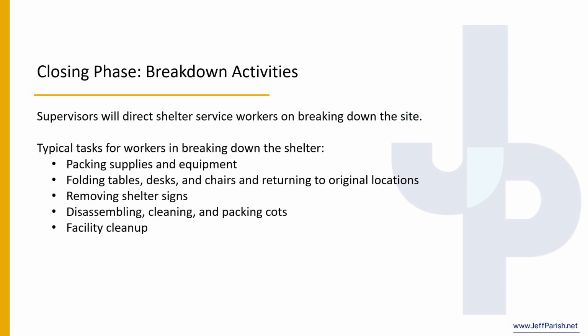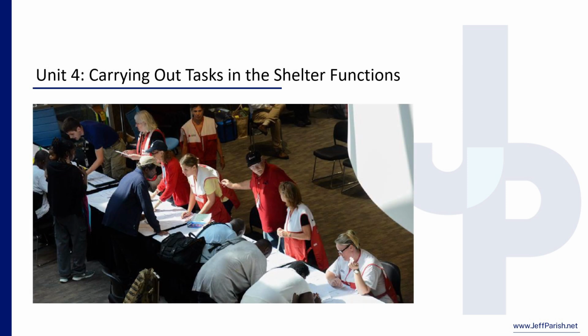When we enter the closing phase, we begin to break down these activities. This may happen all at one time, or it may stretch out over a period of time. But breaking down, you may be asked to pack supplies and equipment, fold tables, chairs, and desks, remove shelter signs, disable, clean, and pack up cots, and do a cleanup of the facility. Next, we'll move on to Unit 4, carrying out tasks within the shelter functions.